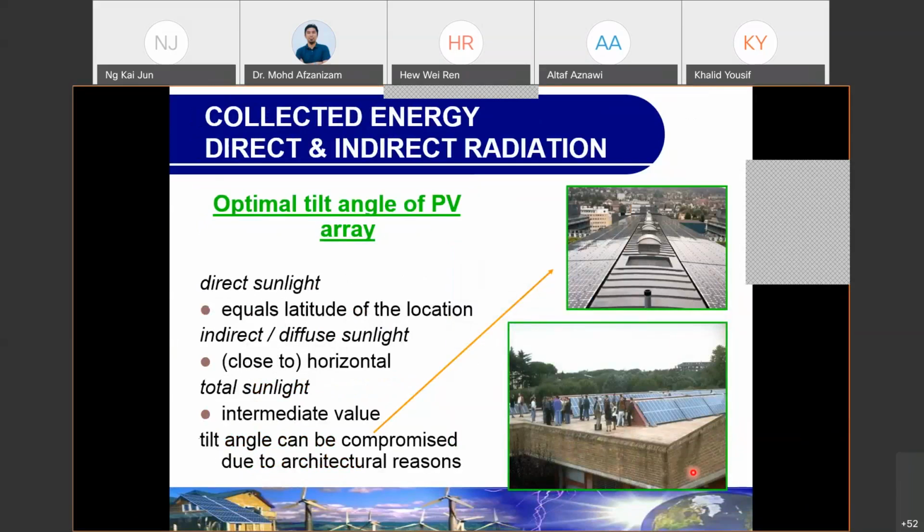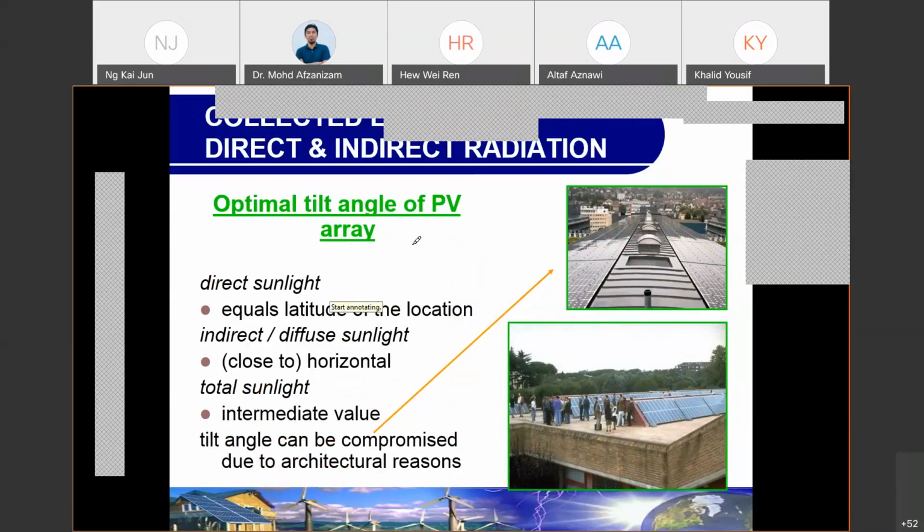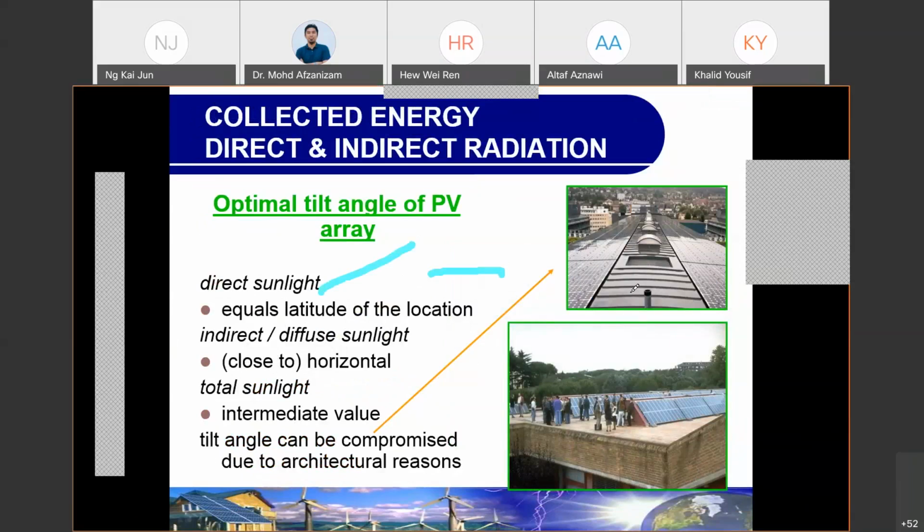Okay, the optimal angle of the PV array. As I mentioned just now, direct sunlight, let's say this is your PV module. It should be perpendicular to the sun ray, right? So that is what I am trying to say. For this kind of installation, the maximum is when the sunlight is perpendicular this way. So for this arrangement, you need to investigate what the tilt angle is, and of course you need to know that the tilt angle is the same as your latitude, to ensure you get exactly the perpendicular angle.